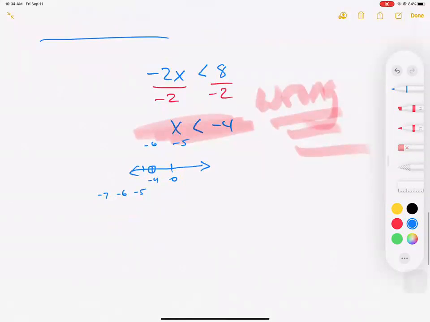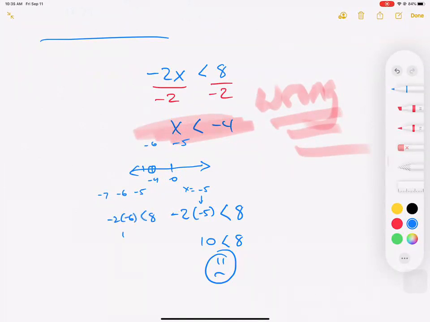But when I try testing it, in negative 2x, x becomes negative 5, right? x equals negative 5. We said it should work, but does it really work? Is negative 2 times negative 5 positive 10? Is 10 less than 8? No, that didn't work. Is negative 2 times negative 6, is this less than 8? No, that's 12. 12 is not less than 8.